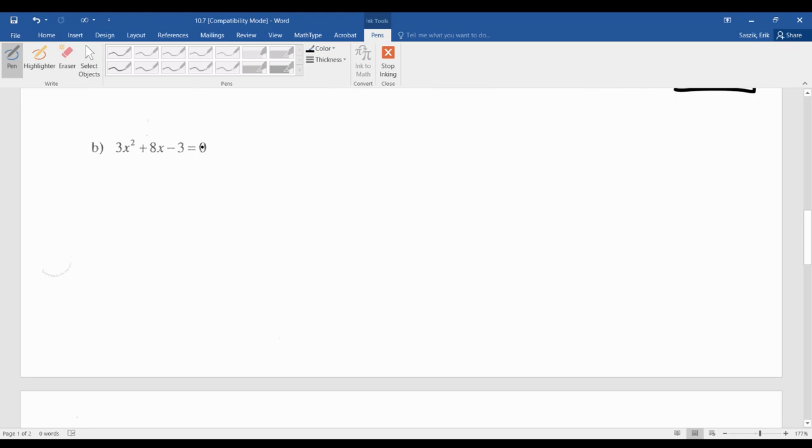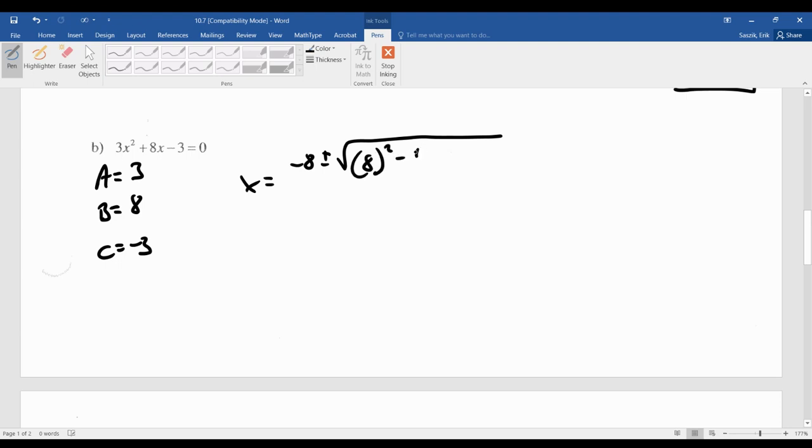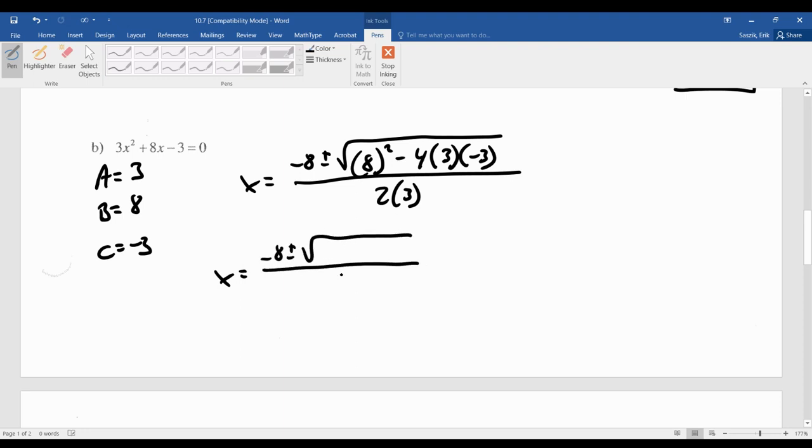Okay, so maybe you want to try this next one yourself. Same thing that we just did. It's already set equal to 0. That's good. Write down a, b, and c. x equals the opposite of b plus or minus the square root of b squared minus 4 times a times c, all over 2 times a. 2 times 3 is 6. Now again, type in what's underneath the square root sign. That's going to come out to 100.